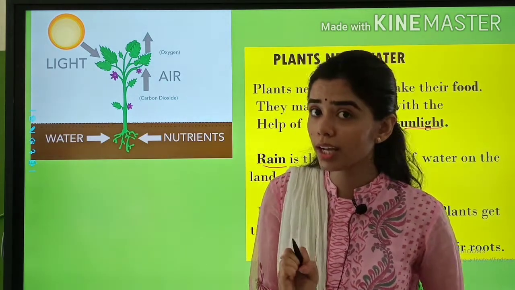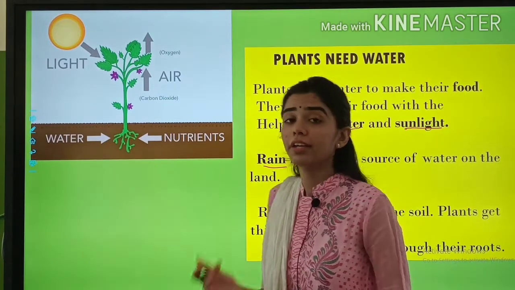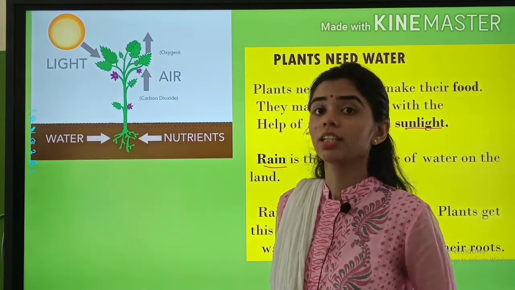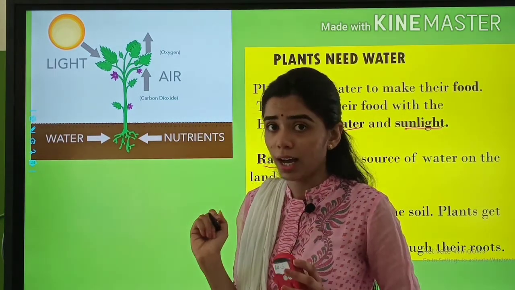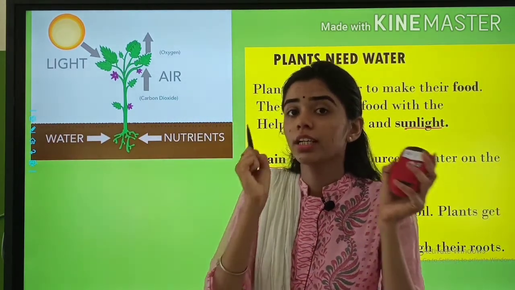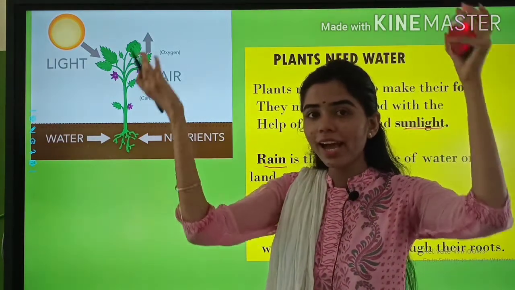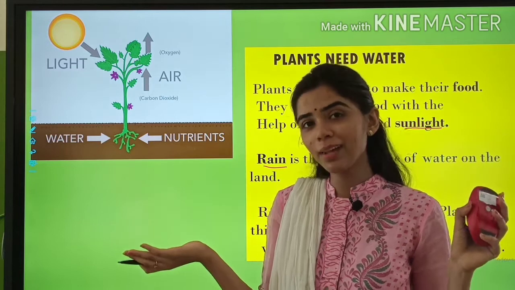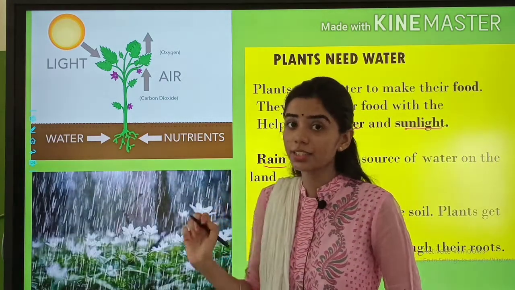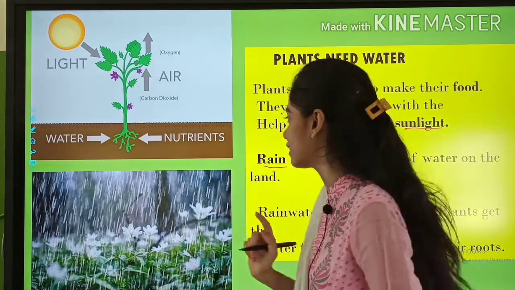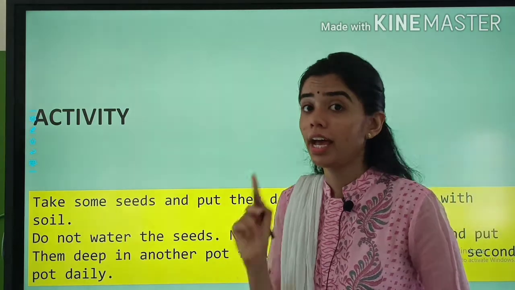Okay, in chapter 1, we have studied that roots supply water to all the parts of the plant. Roots hold the water in the land and they supply it to the parts of the plants. And rain is the main source of water. Activity. So we have also done an activity.